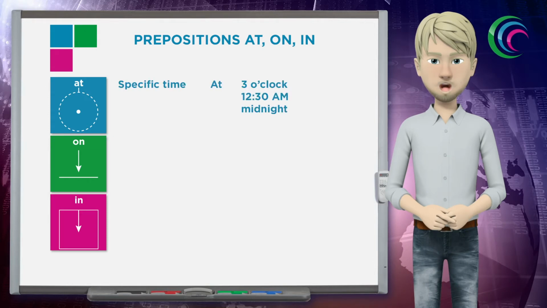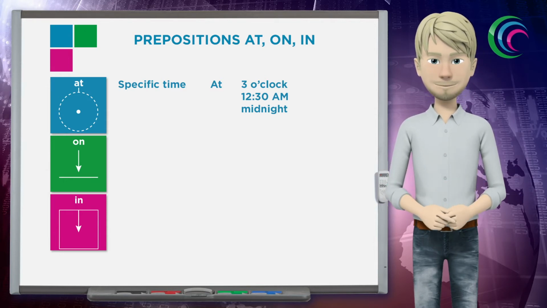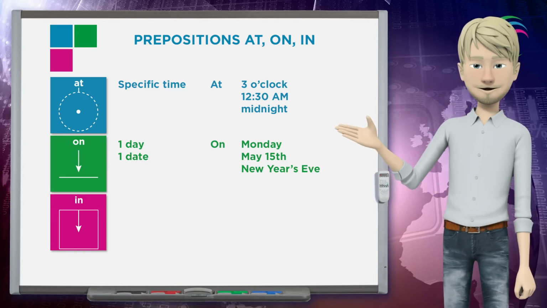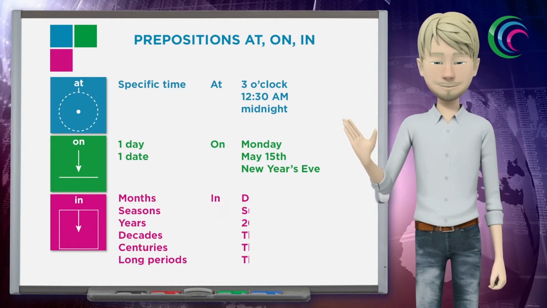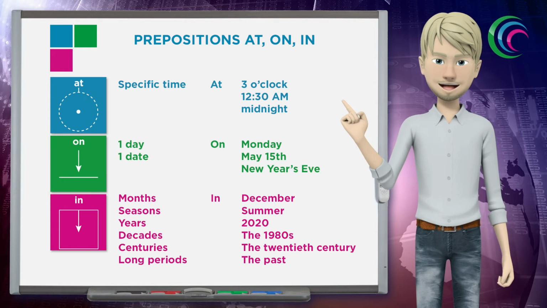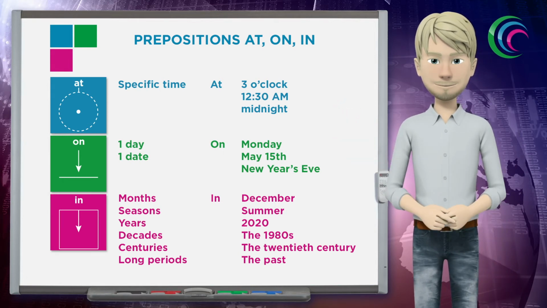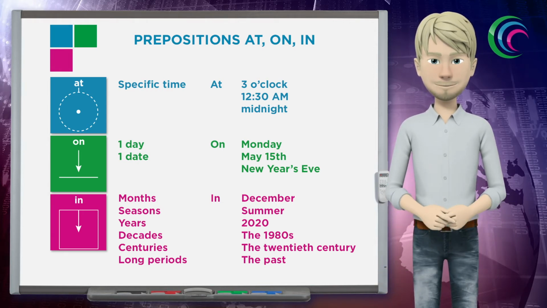At a specific time. Example, at 3 o'clock, at 12:30 a.m., at midnight. On the day or date. Example, on Monday, on May 15th, on New Year's Eve. In months, seasons, years, decades, centuries, or long periods. In December, in summer, in 2020, in the 1980s, in the 20th century, in the past.